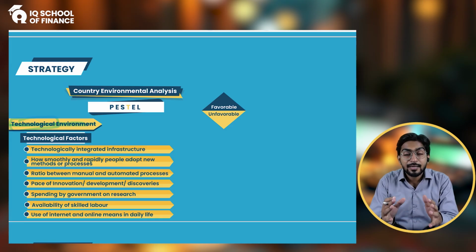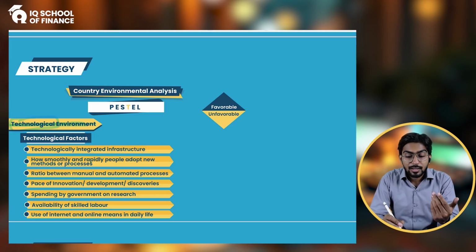So the thing is that nowadays technology and online things, the internet, are too much a part of our life. So you have to identify how much it is part of the life of the people in the country, and how quickly or rapidly the changes are coming with regard to advancement, innovation, and development in the technological environment. Again, it is not favorable or unfavorable in itself.